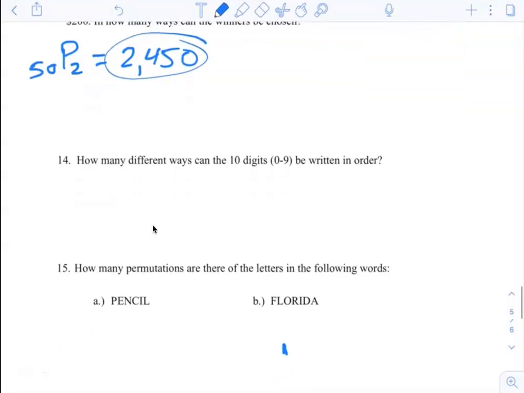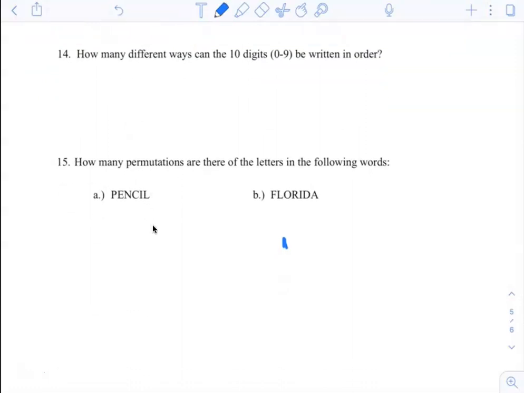Okay? How many ways can the 10 digits 0 to 9 be written in order? So that's 10 digits, and all 10 of them are going to be given a place. So you could do 10 picking 10, but I would say just do 10 factorial. So when everything's getting its own spot, we're using all 10 objects, that's called factorial. So if you punch that in, we get 3,628,800.